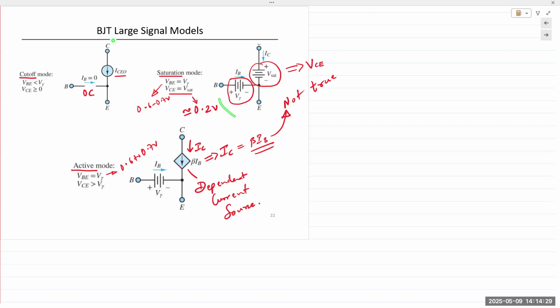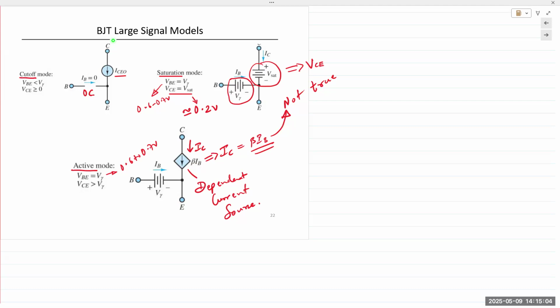In the saturation mode, the equation IC equals beta IB doesn't hold true, because if it's saturated, then the ratio could be anything. IC would be constant. IC is at a saturated level. So even if we change IB, whether IB increases or decreases at that point, IC remains saturated at a fixed level. So the relationship IC equals beta IB is not valid in the saturation region.